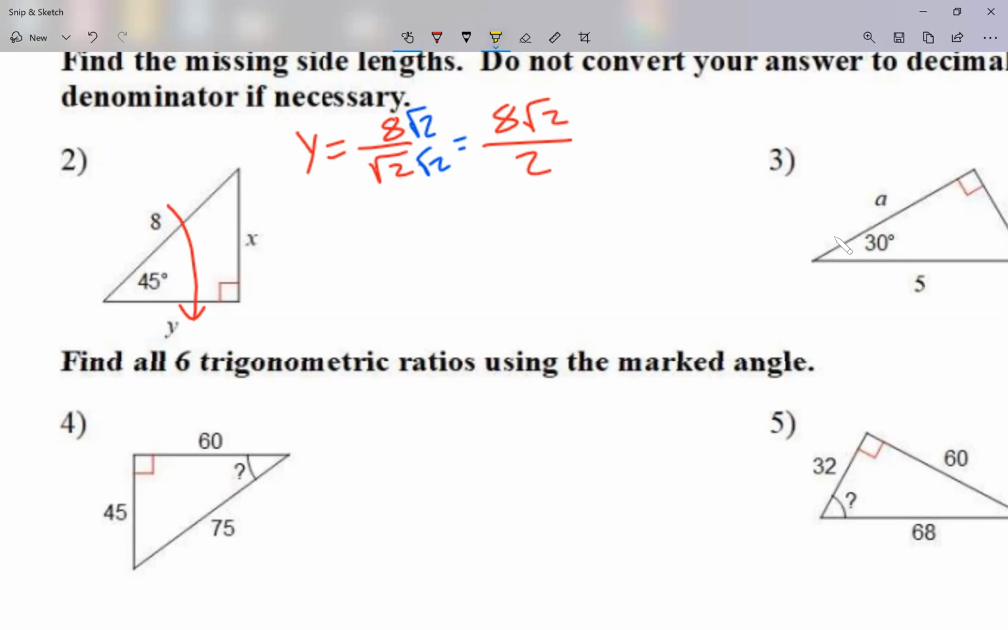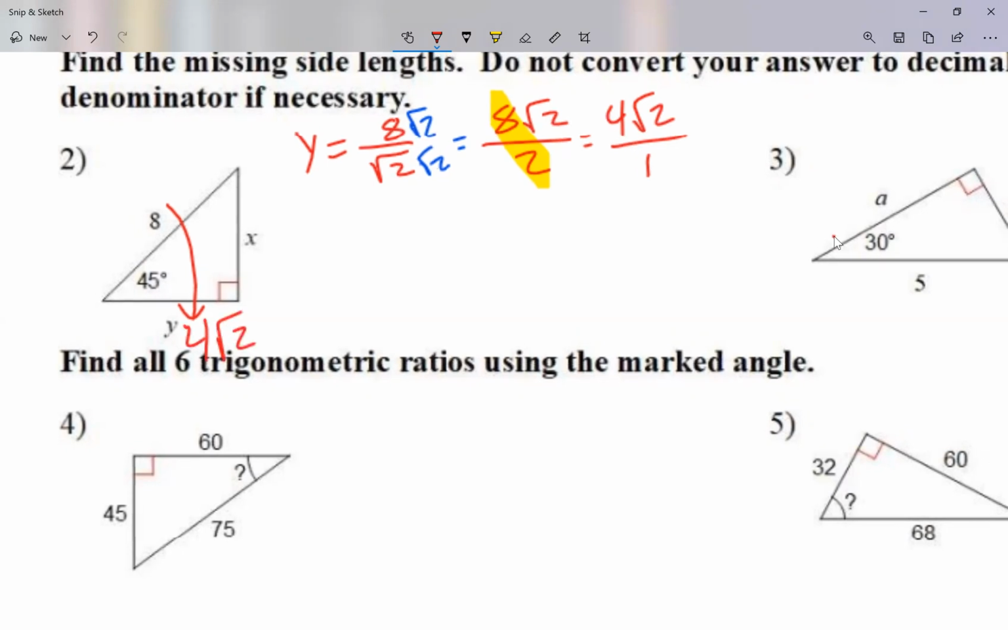Now, I want us to focus here on my fraction. 8 over 2, those are whole numbers. Let me divide each by 2. So I'm going to have 4 radical 2 over 1, because notice how each of my whole numbers, I divided by 2. Now, when there's a fraction and there's a 1 at the bottom, it's not a fraction anymore, right? So my y is going to be 4 radical 2. Now, if I wanted to solve for x, same thing, 4 radical 2, because remember, I said the two sides that meet at the 90-degree corner are equal.